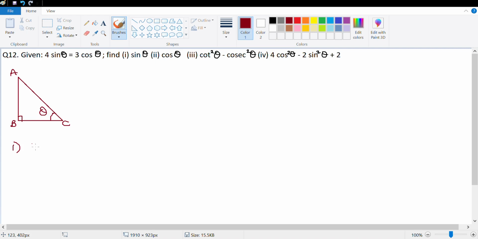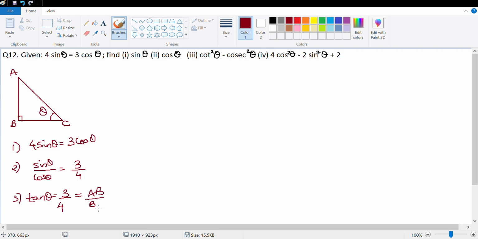So number 1, 4 sine theta is equal to 3 cos theta. I know the relation sine theta upon cos theta is equal to tan theta, which means I can divide both sides by cos theta. This becomes 3 upon 4, which means tan theta is equal to 3 upon 4. Now I know tan theta in this case would be perpendicular upon base. So like I said, this is a ratio, which means AB is not necessarily equal to 3, which means AB is equal to 3x. So let AB is equal to 3x.